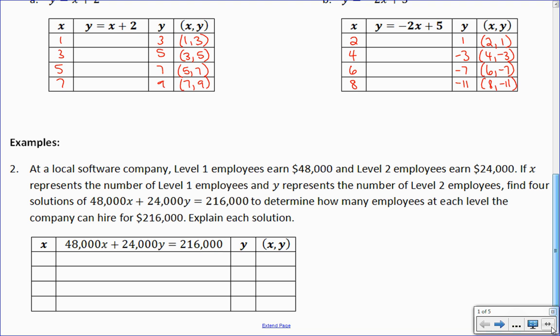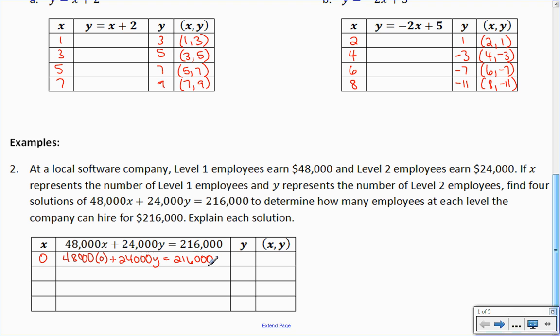So let's start with something easy. Let's say X is 0. Because this is the number of level 1 employees, it's possible that the company could hire no level 1 employees and just employ level 2 employees. So when X is 0, the equation 48,000X, which is 0, plus 24,000Y equals 216,000.